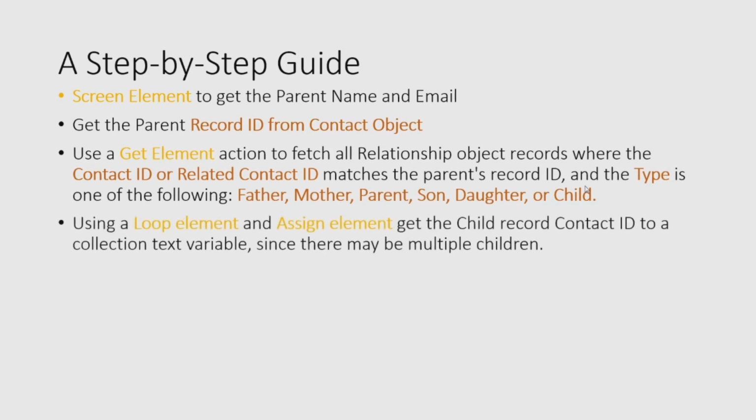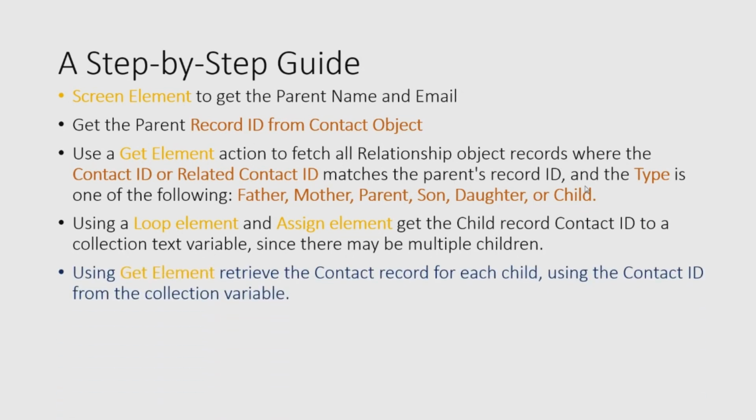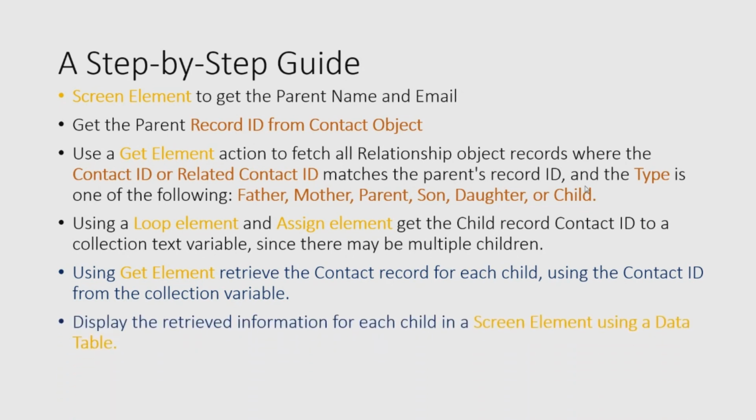Next comes the loop. Why do we need a loop? Because there are multiple records. There can be only one child, that's an option, but there can be multiple children. If that is the case, we have to use a loop to get all the child record contact IDs. In this case, I am assigning them to a text collection variable. So using a loop element, I am getting all the record IDs. Once I have all the record IDs of the children, I use a get element again to get the contact records of each child, so I get all the children records. After that, I use a screen element to display the data table.